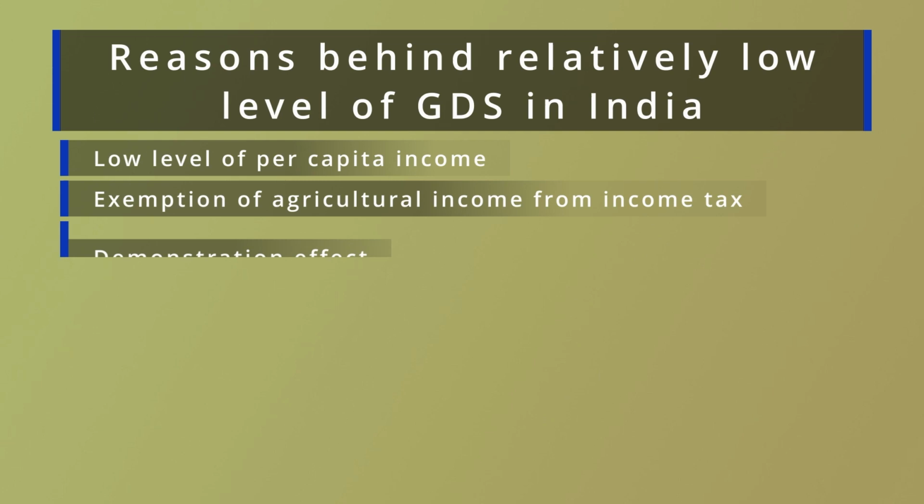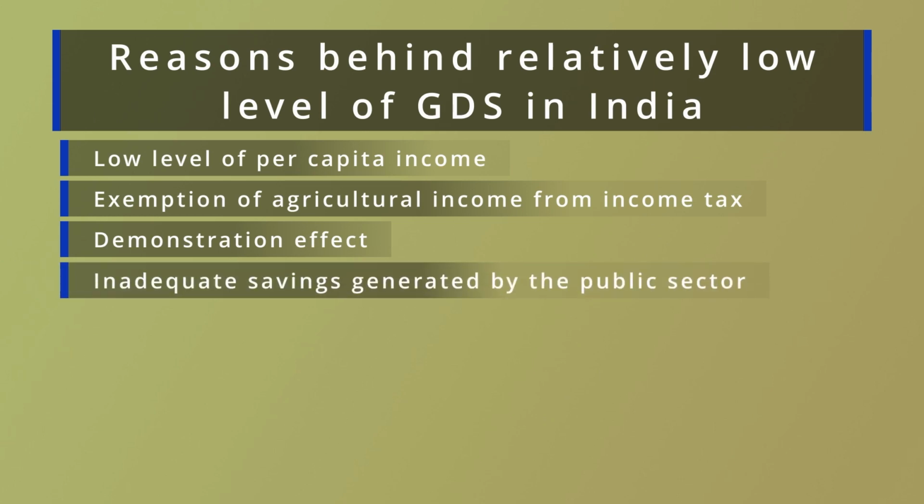And there is another reason called the demonstration effect. What is the demonstration effect? It means when people with low income want to imitate the lifestyle of some developed economy, they may spend more than their income capacity. So they have to borrow. And if they borrow, then the savings capacity will be lower. Therefore, the demonstration effect may also be a reason for low GDS in India.